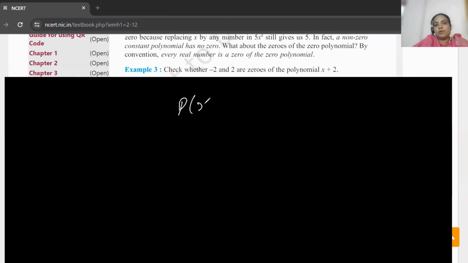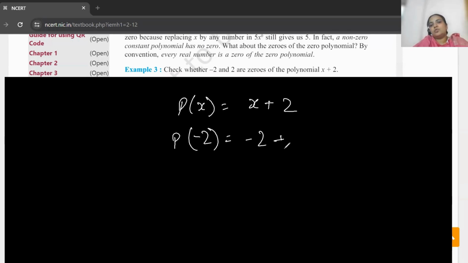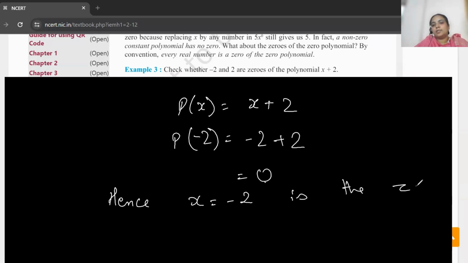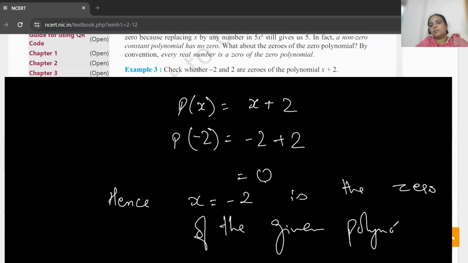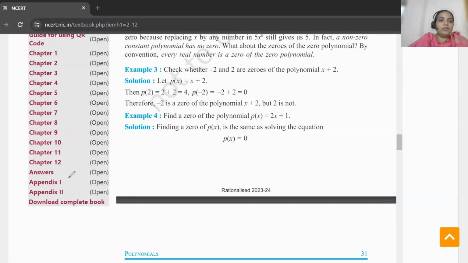So I'll write p of x equals x plus 2. And now I'll try for p of minus 2. So what is that? Minus 2 plus 2 is 0. Hence, x equals minus 2 is the 0 of the given polynomial. Understood, beta ji, or not? Yes, ma'am. Understood. Okay. Moving ahead to the next question.